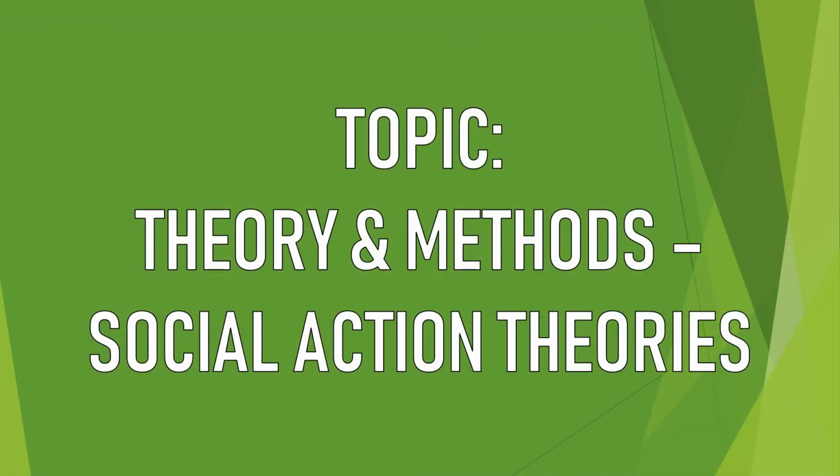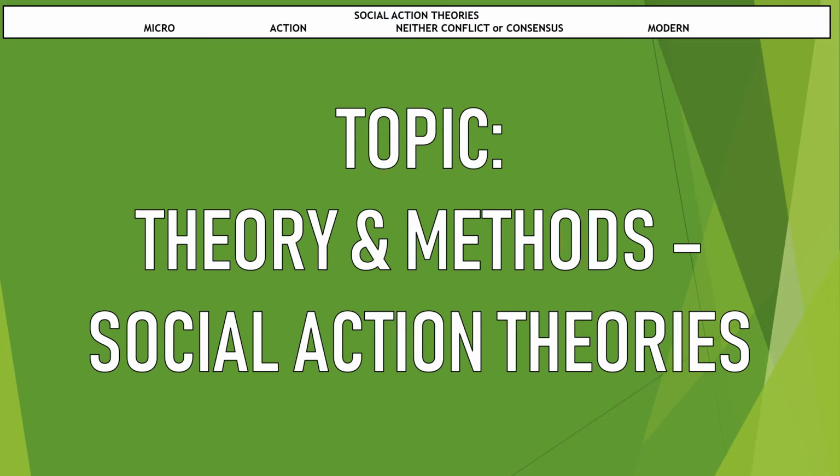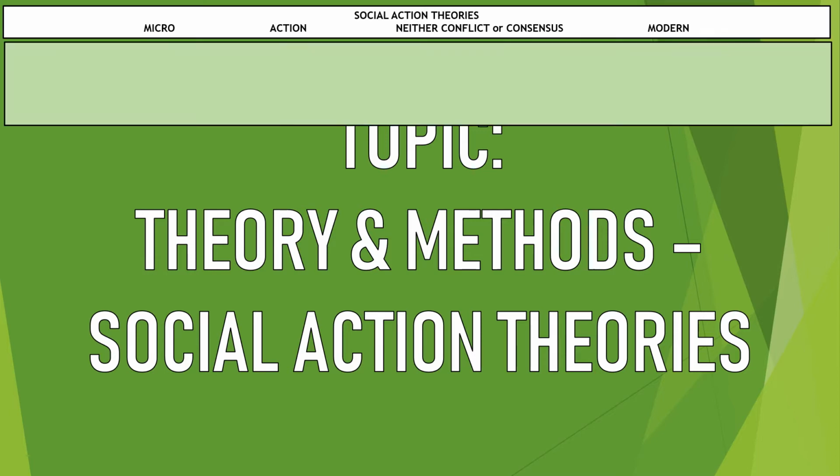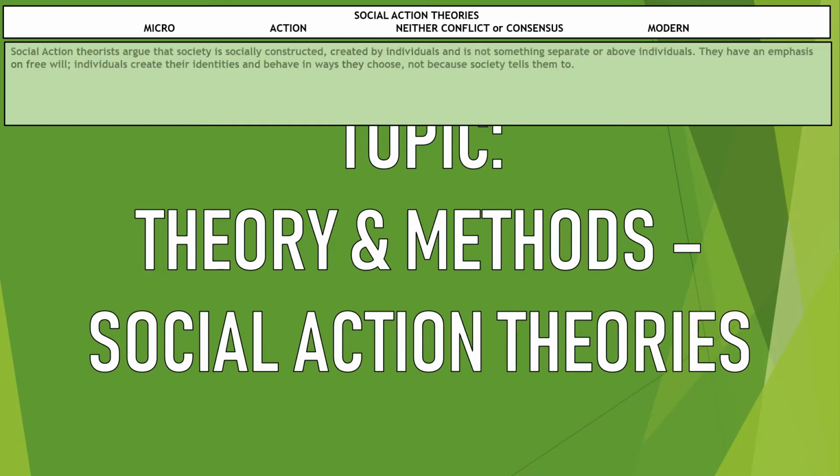So let's take a look at social action theories here. Now, social action theories are very different to what we've done so far. The social action theories are micro, they're action-based, as their name suggests. They're modern, which is the same as all the other theories so far, but they are not conflict or consensus. And again, it's a very different approach. These are looking at small-scale interactions between groups.